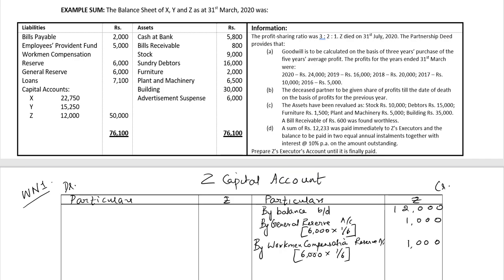We'll write off the fictitious asset, which is the advertisement suspense appearing in the asset side of the balance sheet. To advertisement suspense, 6,000 rupees multiplied by 1 divided by 6, 1,000 rupees. Let's go to point A. It says goodwill is to be calculated on the basis of 3 years purchase of the 5 years average profits, and the profits for the 5 years are given.